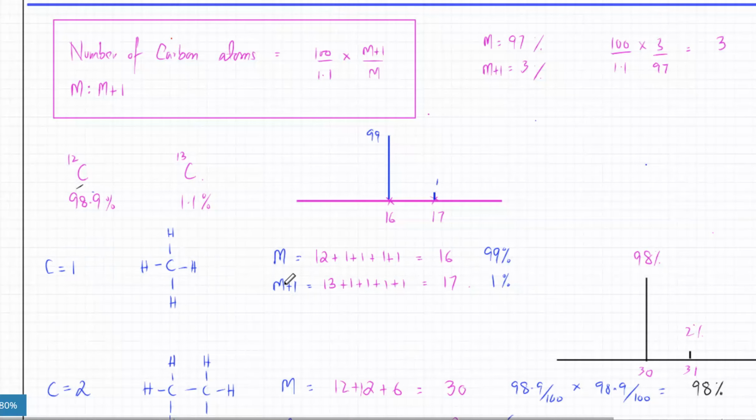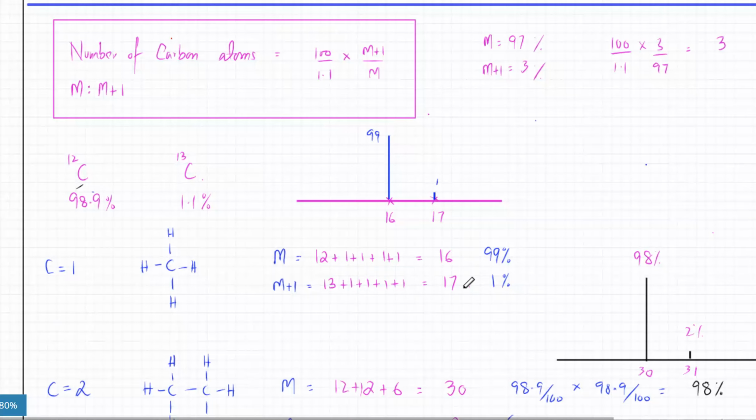Or there is going to be an M+1 peak. Why is it M+1? Because carbon could be 13. So it would be 13 plus 1 plus 1 plus 1, so that gives you 17. So this is the M peak. This is the M+1 peak, one more than M.